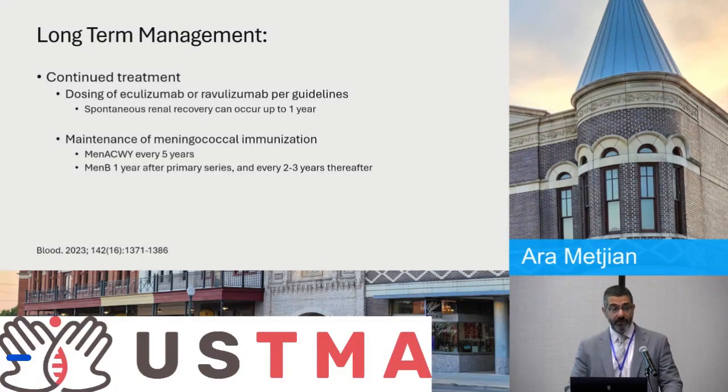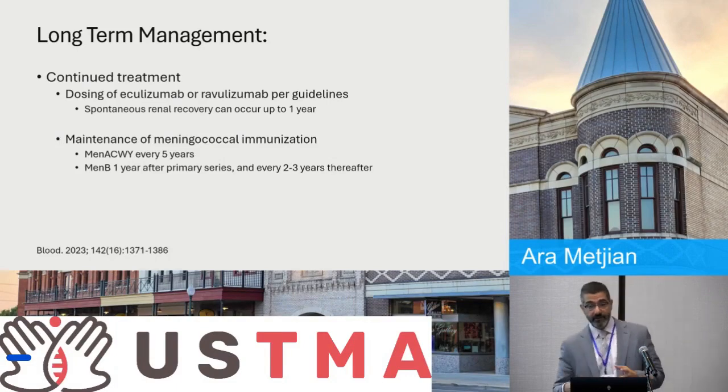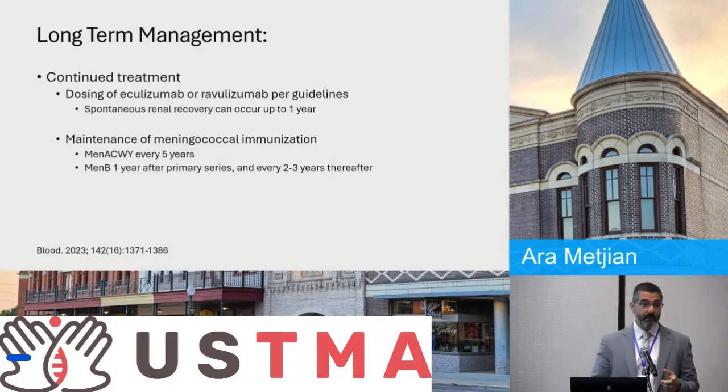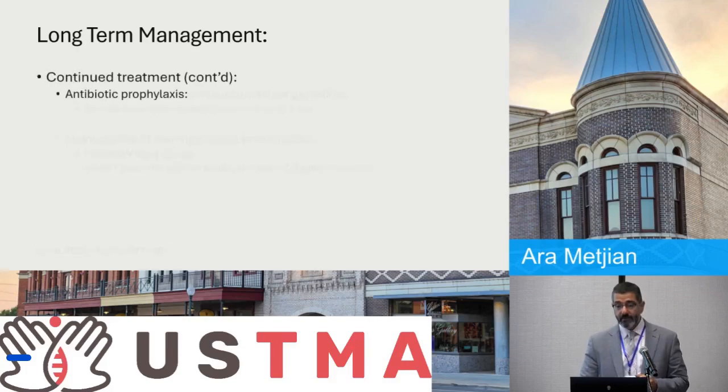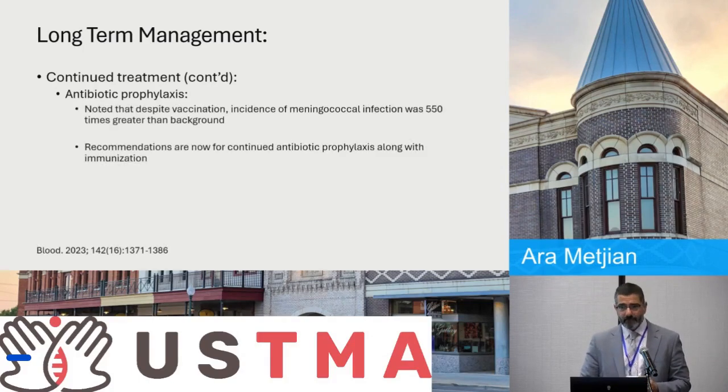When they've gotten their initial immunizations, then every 5 years they get the first one, the Men ACWY, and then the Men B or the Bexsero 1 year after, and then every 2 years after. Before, especially with our patients with PNH, we did antibiotic prophylaxis with kids, and we kind of shooed it away with adults.